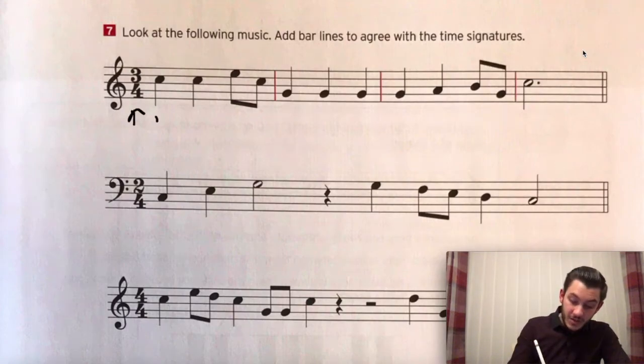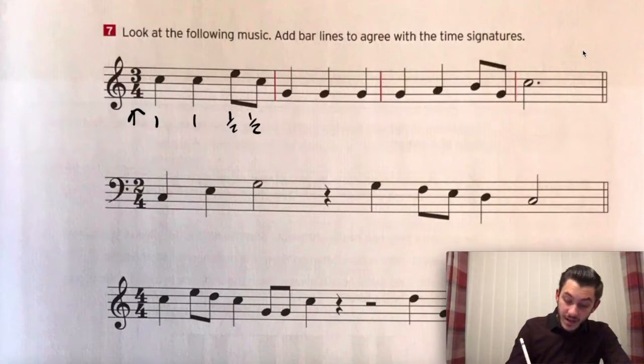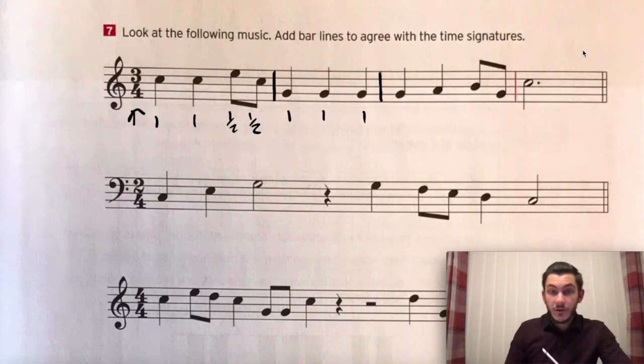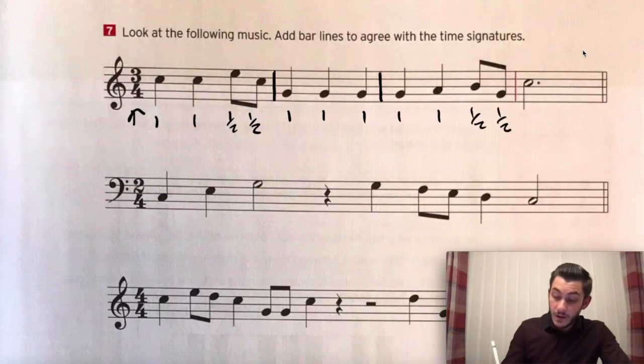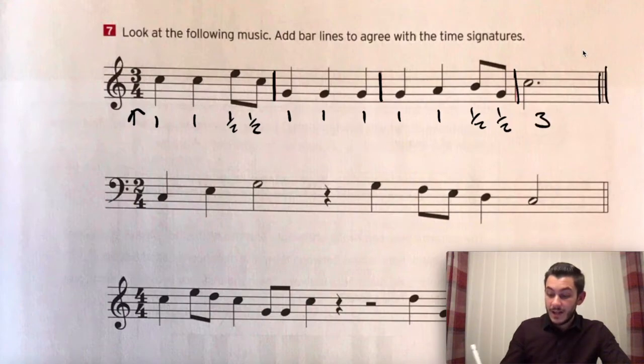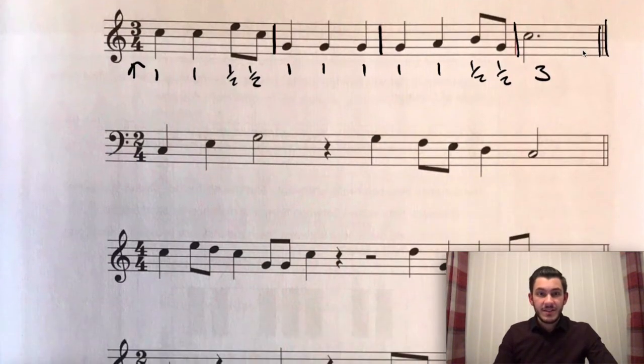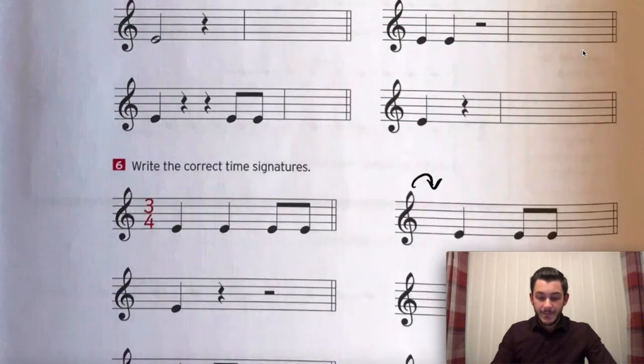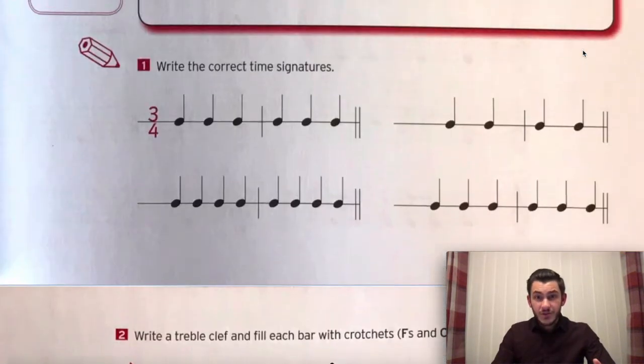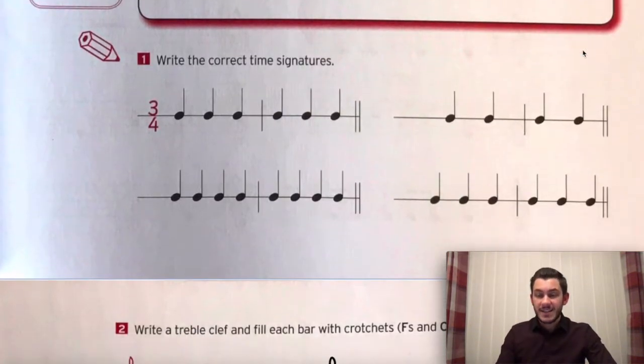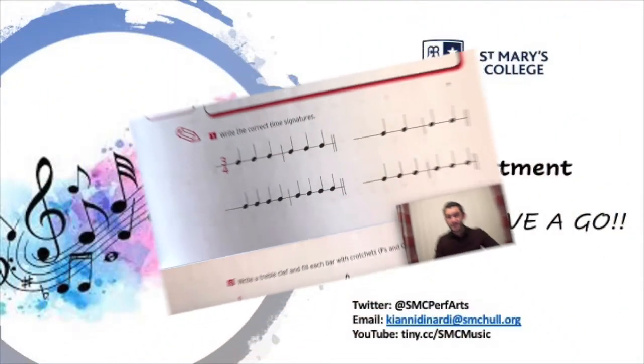So it counts 3, so 1, 1, half, half, well that equals 3. And then they've drawn a bar line. 1, 1, 1, that equals 3. Another bar line. 1, 1, half, half, another bar line. And then this is a 3-beat note and a double bar line for the end of the piece. So you need to do that for all the examples here. Pause the video here, don't rush through this, take your time, make sure you're getting the correct answers, and then we'll go through it together.